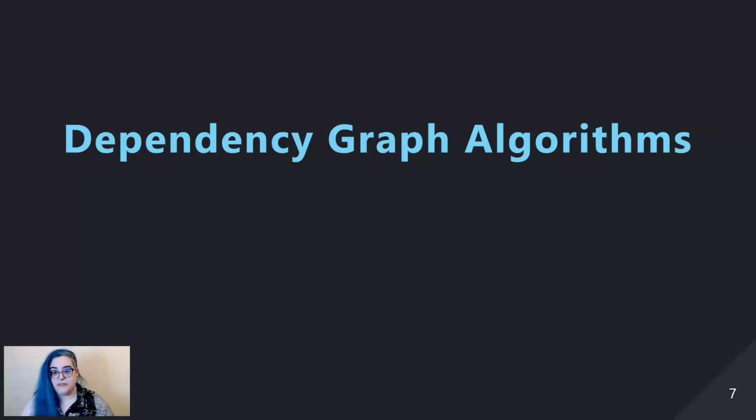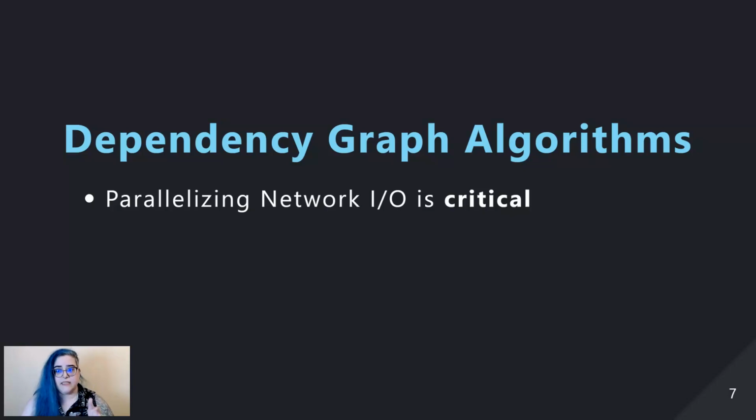Now let's talk dependency graph algorithms. I'm not going to go too deep into this because I'm sure there's plenty of talks in this conference about SAT and ASP and CDCL or whatever that is. I don't usually deal with algorithms like that, but this is an important, critical part of your performance profile. Basically, parallelizing network I/O is critical for performant dependency graph algorithms. You are not going to get a fast algorithm if you're doing sequential network metadata fetches as you go along, right?